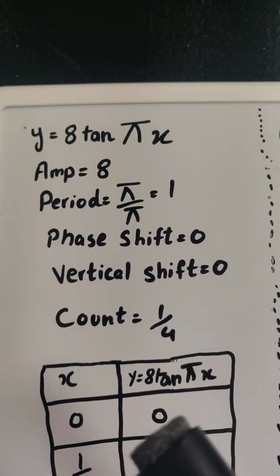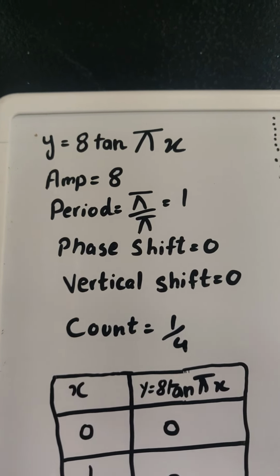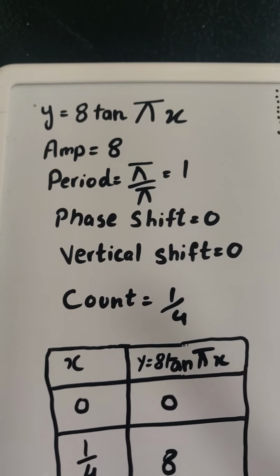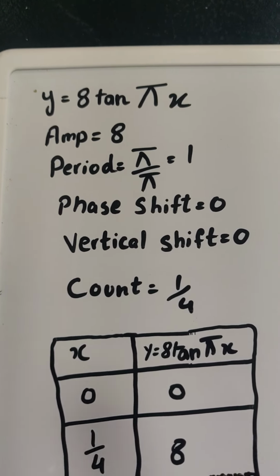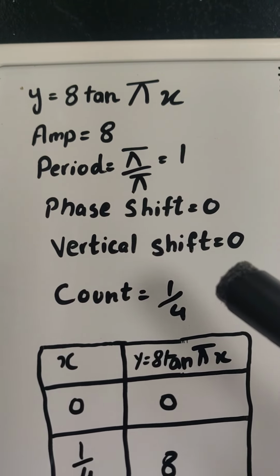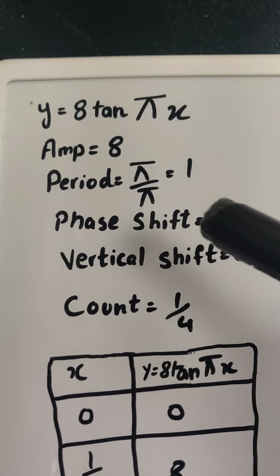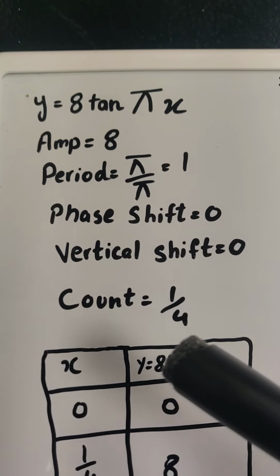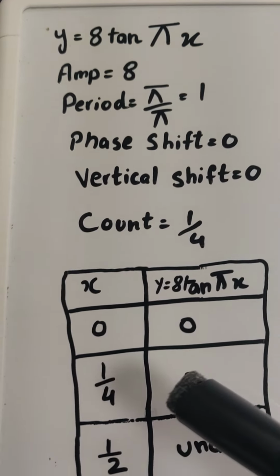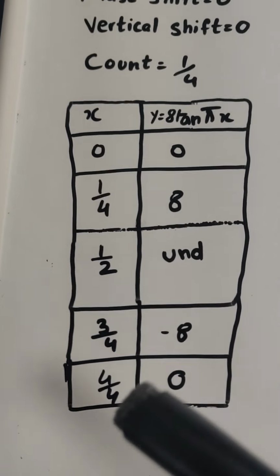It is the count. So what we're going to do to make the graph, first of all, is make a general table where we start from the phase shift and take 4 more points. The distance between them should be the count. So 0, 1 by 4, 2 by 4, 3 by 4, 4 by 4.